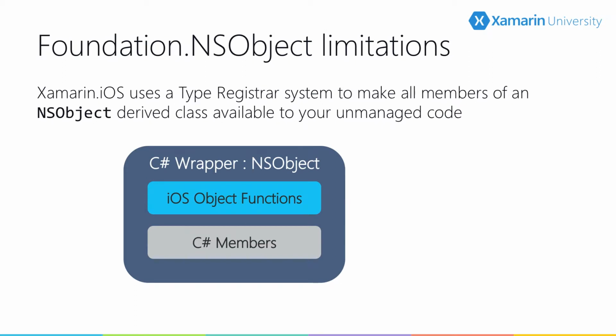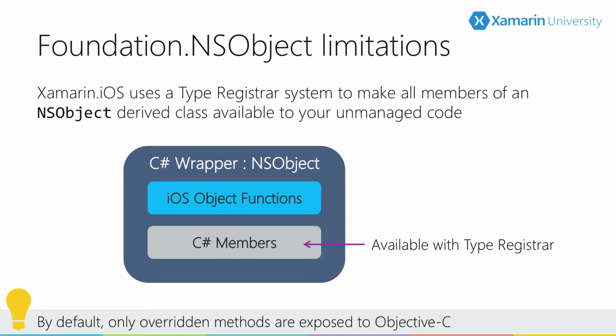To achieve this registration, Xamarin iOS makes use of a type register system to not only make a class available to the ObjectiveC runtime, but also members of this class. However, there is an exception. Some members are automatically exposed. Specifically, all overridden methods from the ObjectiveC class will be exposed. Important though, it's only going to be the methods that are exposed from the class. Your own members, that's defined in C#, will still need to be registered.